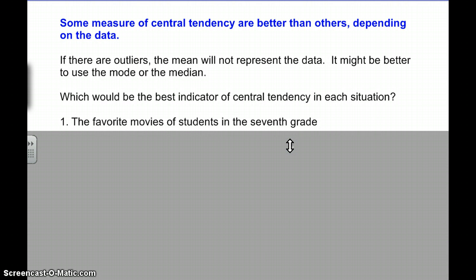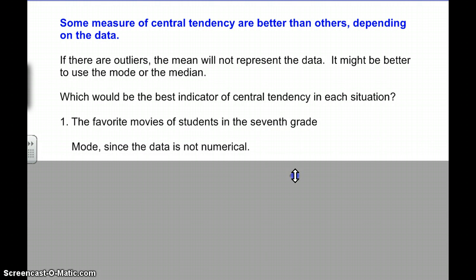The first example would be the favorite movies of students in the 7th grade. So think about that. You're going to take a survey. You're going to have a list of a bunch of movie titles. So which one of our measures of central tendency would you use? It's just a little bit tricky because you don't have any numerical data, right? So it's going to be a little hard to take an average when you just have words, correct? So what you probably want to do when you don't have numerical data is use the mode, because you want to know what answer people give most frequently. Okay, the most popular choice. That would be the mode.